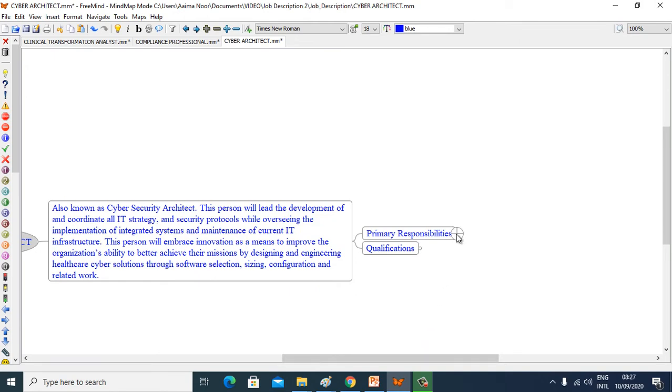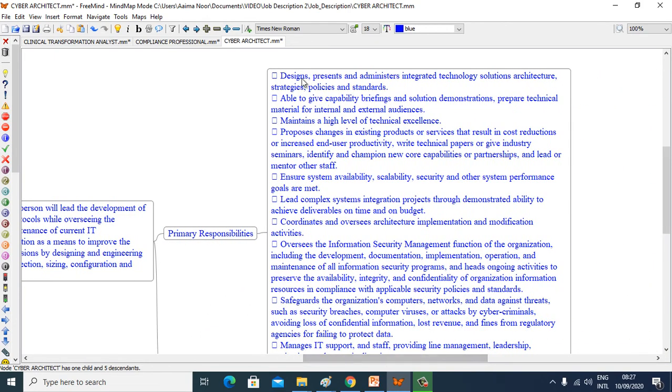Now let's see what the primary responsibilities are. Designs, presents, and administers integrated technology solution architecture, strategy, policies, and standards. Able to give capability briefings and solution demonstrations, prepare technical material for internal and external audiences, maintain a high level of technical excellence, propose changes in existing products or services that result in cost reduction or increased end user productivity, write technical papers, argue industry seminars, identify and champion new core capabilities or partnerships, and lead or mentor other staff.